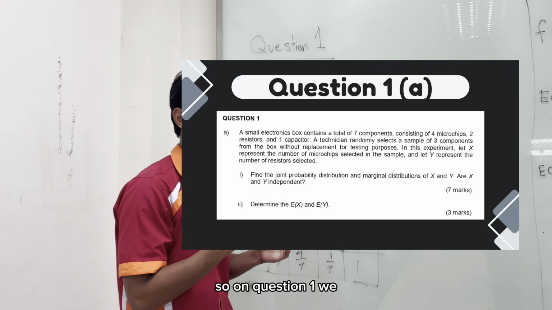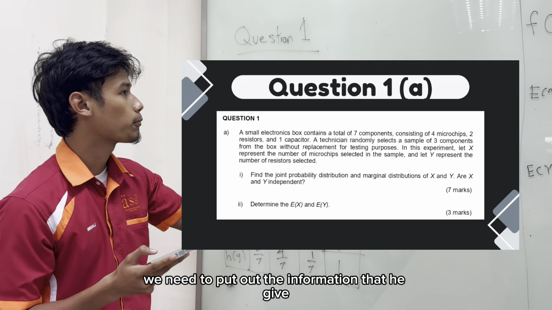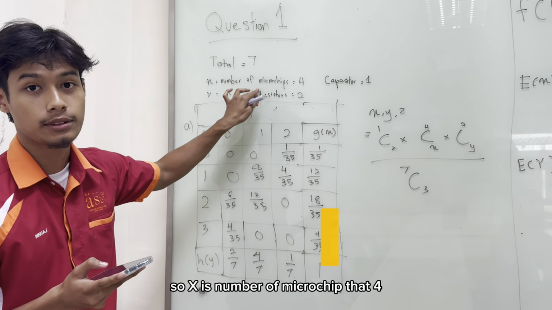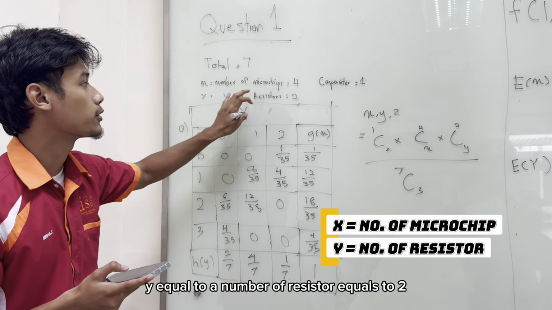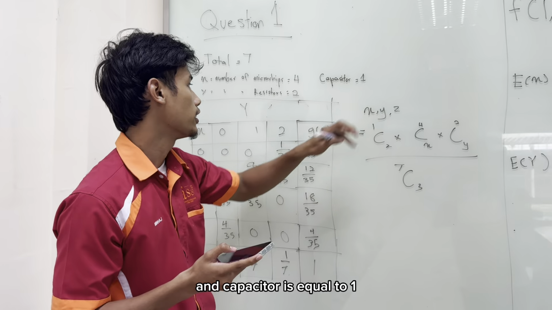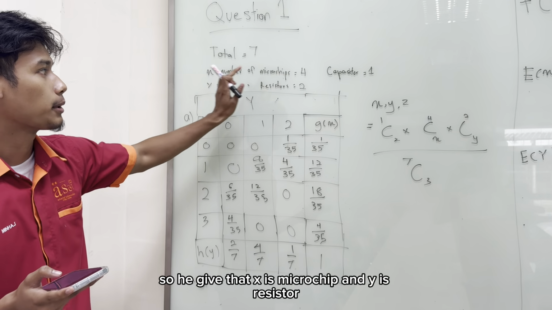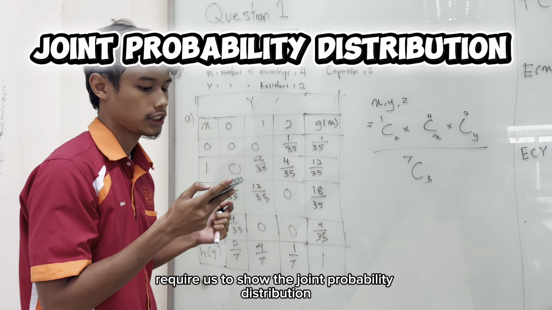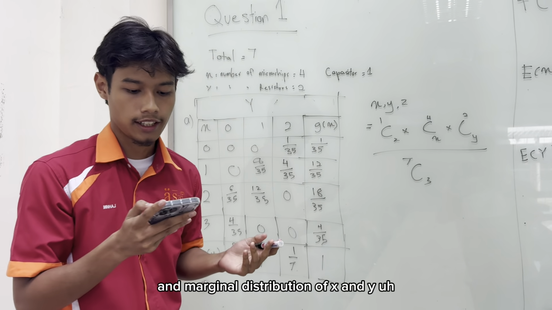So on question 1, we need to put out the information that is given. X is the number of microchips, which is 4, Y is the number of resistors, which is 2, and the capacitor is equal to 1. So X is microchip and Y is resistor. It requires us to show the joint probability distribution and marginal distribution of X and Y.